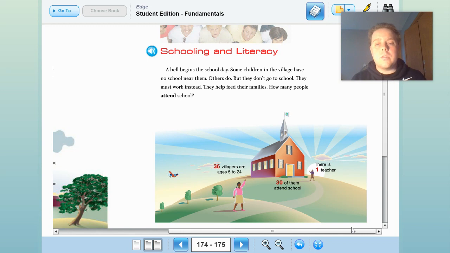A bell rings for the school day. Some children in the village have no school near them. Others do, but they don't go to school. They must work instead. They help feed their families. How many people attend school?